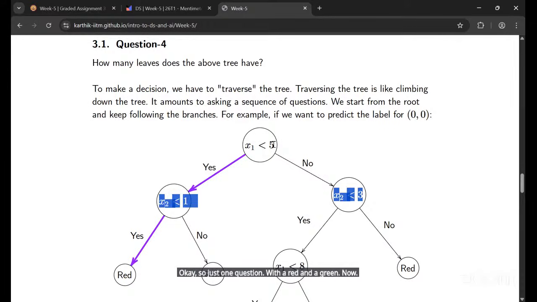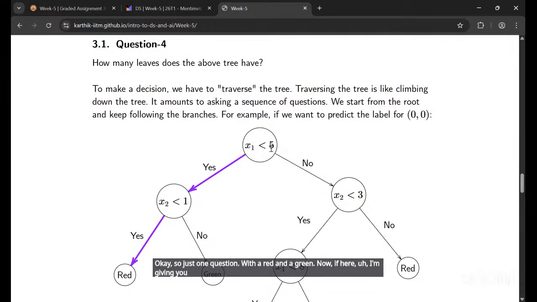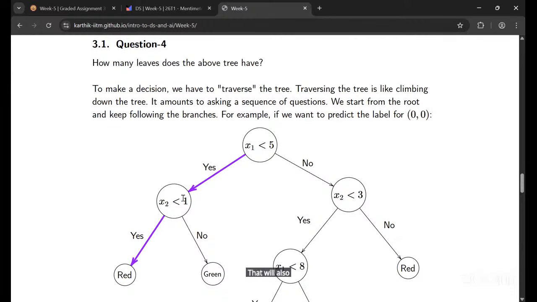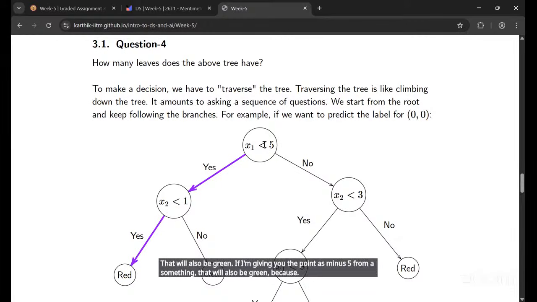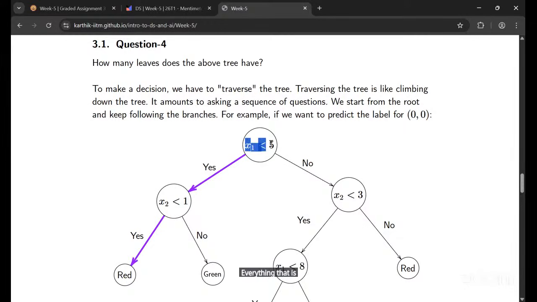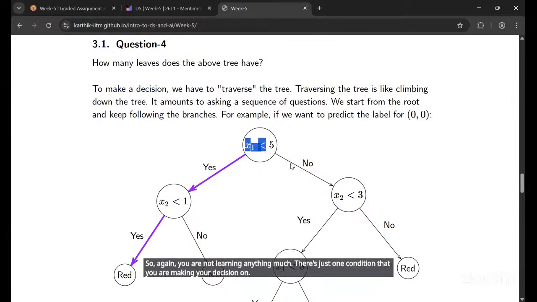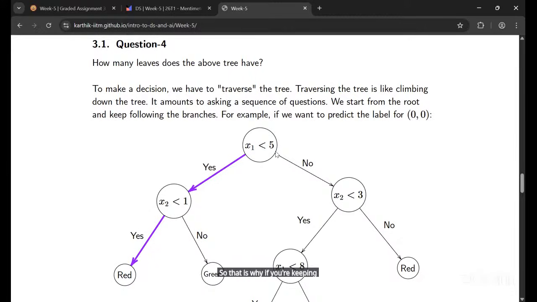Now, if I'm giving you the point as 0, comma 0, that will also be green. If I'm giving you the point as minus 5, comma something, that will also be green, because everything that is less than 5 will be green only. So again, you are not learning anything much. There's just one condition that you are making your decision on. So that is why if you're keeping the depth very low, or asking just one or two questions for that matter, it means that the model is not learning much, and that is why it is underfitting.